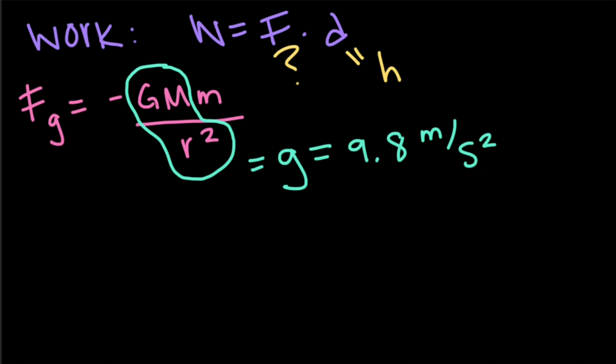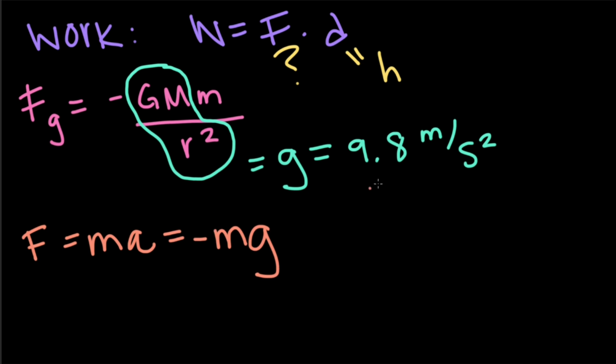Now this should also make sense because if we go back to our friend Newton, we know that he said in his second law, force equals mass times acceleration. So the force due to gravity is the mass of the object times acceleration, and so in this case the acceleration is just given by g, and again, negative means that it's going to be directed downwards.